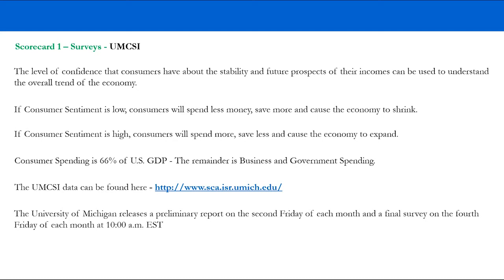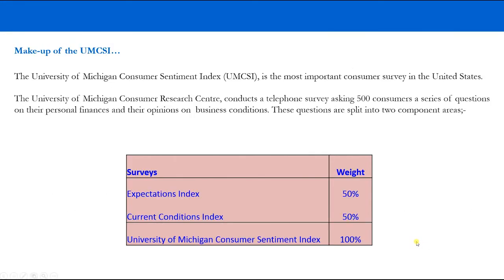The University of Michigan releases a preliminary report on the second Friday of each month and the final survey on the fourth Friday of each month at 10 a.m. Eastern Time. Now, if we look at the University of Michigan Consumer Sentiment Index in a bit more detail, what we see is it's made up of two sub-indexes. It's made up of the Expectations Index and the Current Conditions Index.